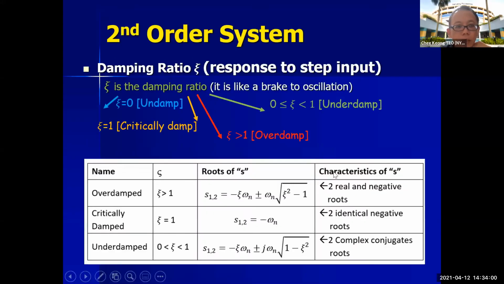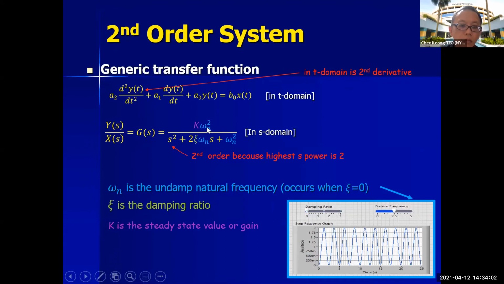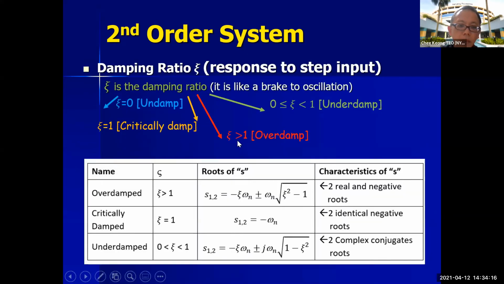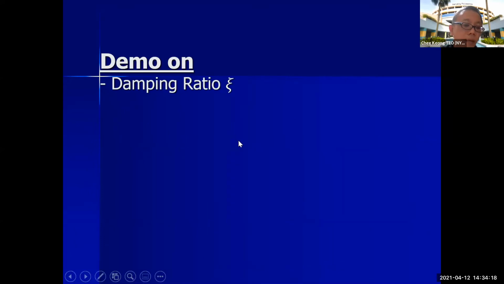So just now we mentioned the second order transfer function, where zeta only affects the denominator's second term, whereas omega n affects three terms: one on the numerator, the other for the s term and the s to the power of 0 term, right? So that's a demonstration for damping ratio.